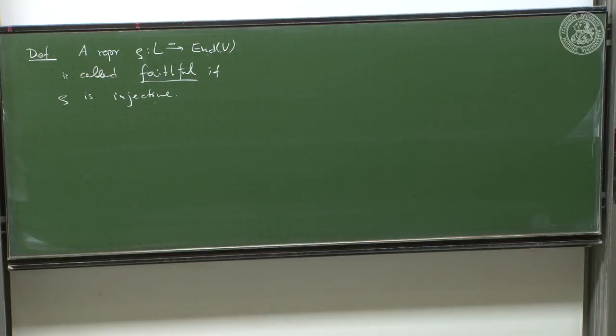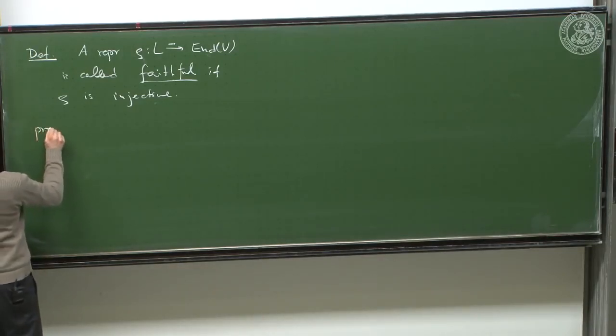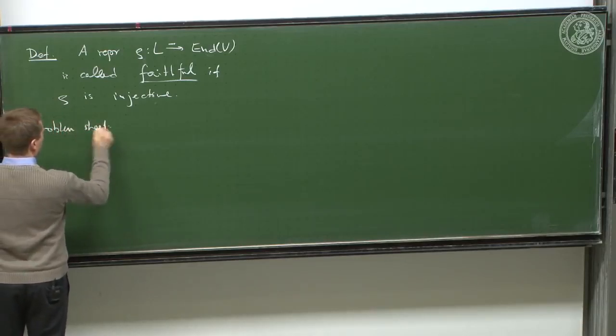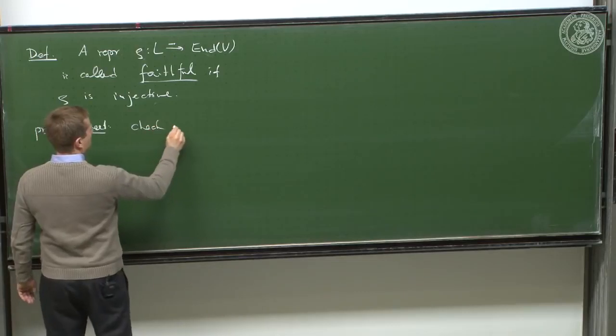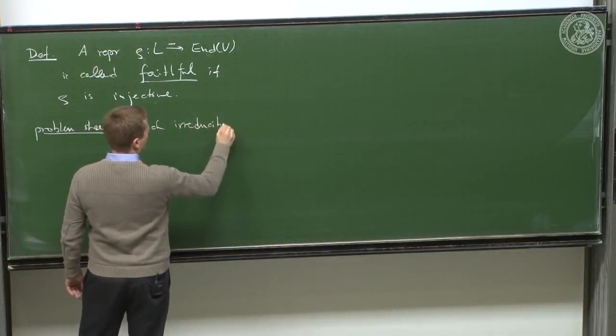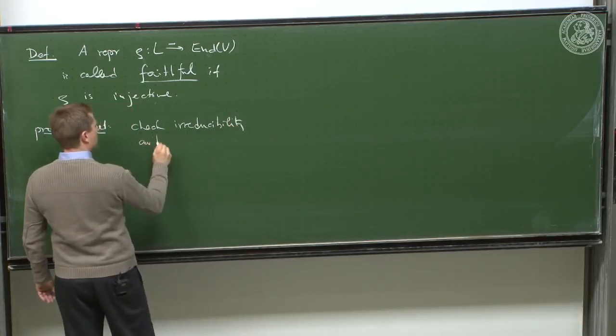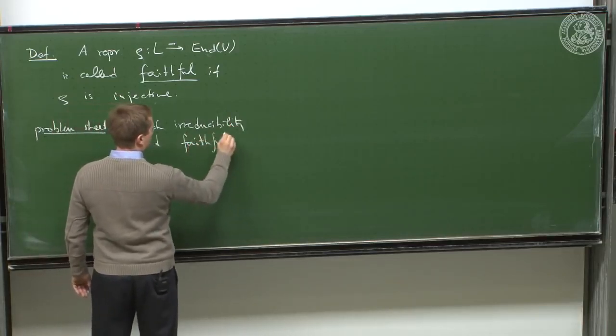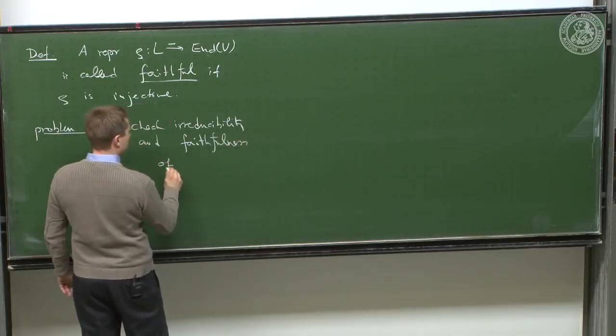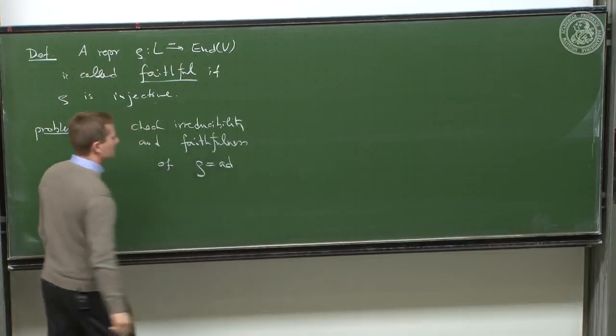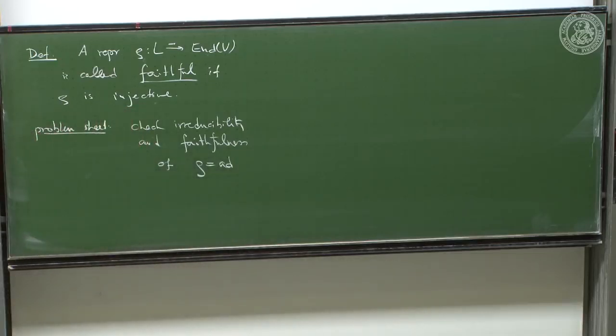So you could check whether the adjoint representation, for instance, is injective. And you could check whether the adjoint representation is irreducible. Well, let's formulate this as a homework problem. So let's say problem sheet: check irreducibility and faithfulness of rho equals ad, the adjoint representation.